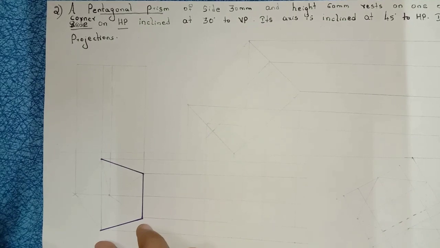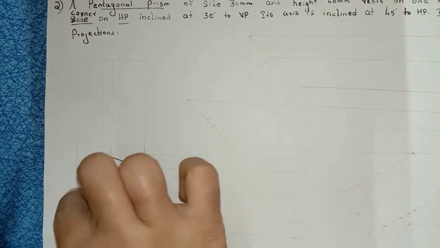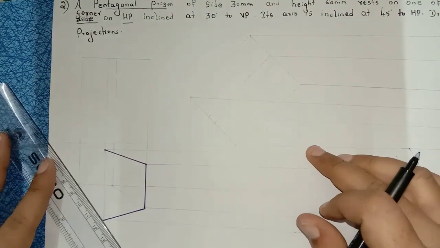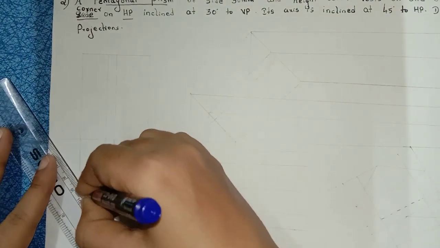After that, take this length with the help of a compass. Keep your compass here, draw an arc. Keep your compass here, cut the arc. Right, so you know how to construct the pentagon. Construct the pentagon here.